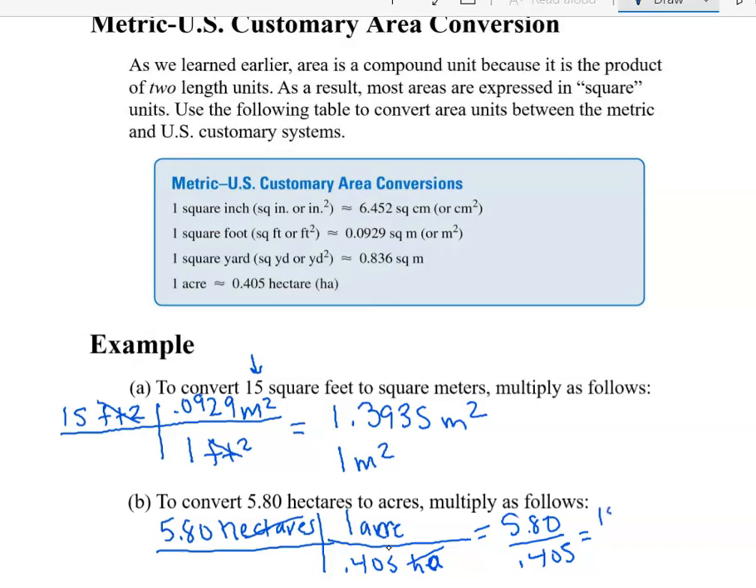That's going to get me 14.32, and then that's going to be in acres. Okay, so since this is the hundredths place, we could keep both of those. It's 14.320, so 14.32 acres.